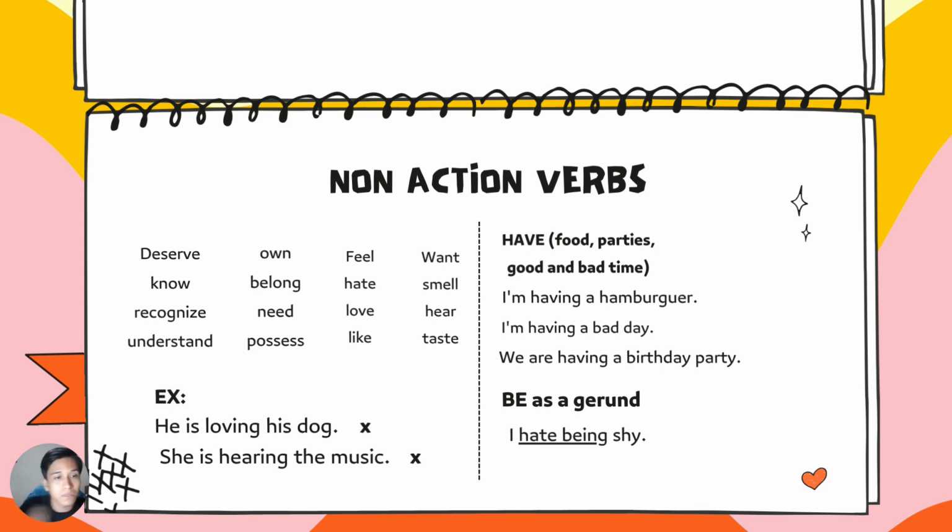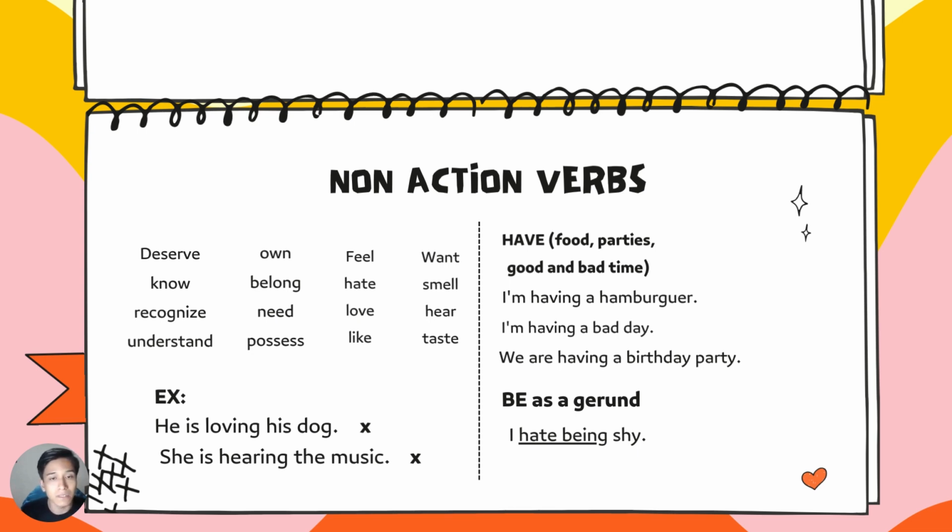Here I wrote some examples, which are: I am having a hamburger. She's having a pizza. I am having such a terrible day. I am having a bad day. Or I am having such a good day. We are having a birthday party tomorrow. We are having a birthday party tonight.